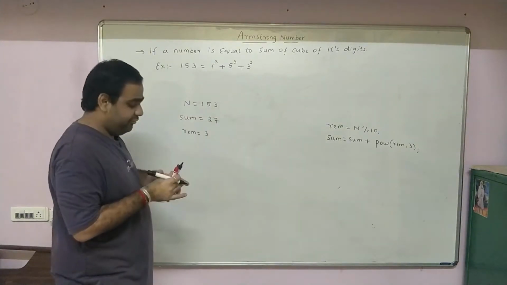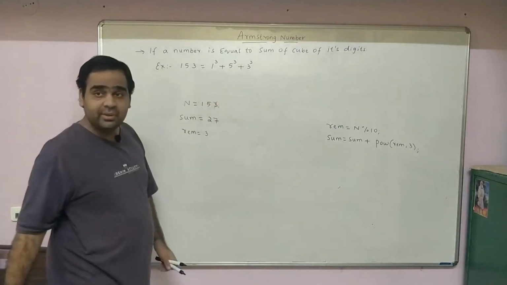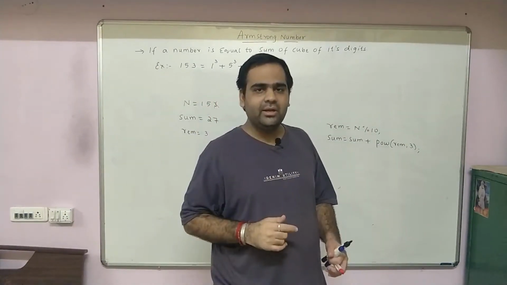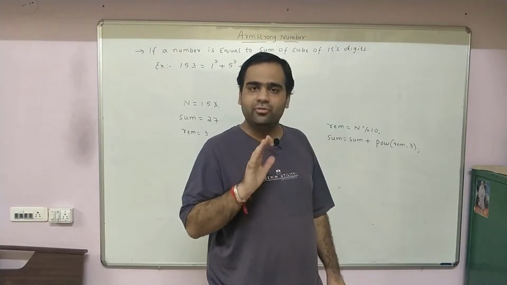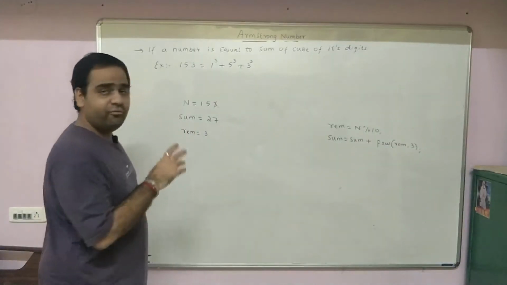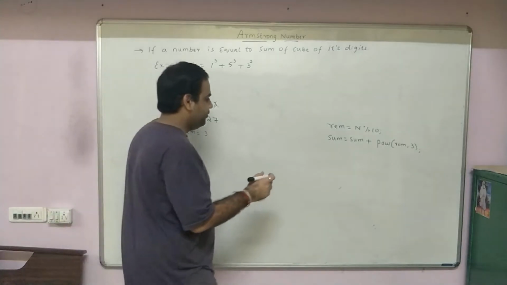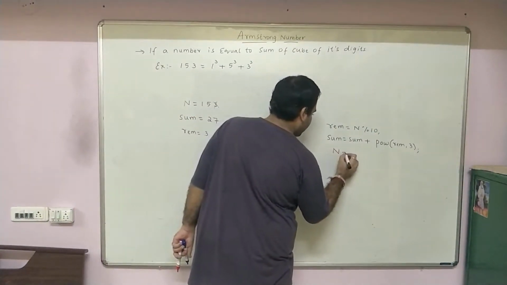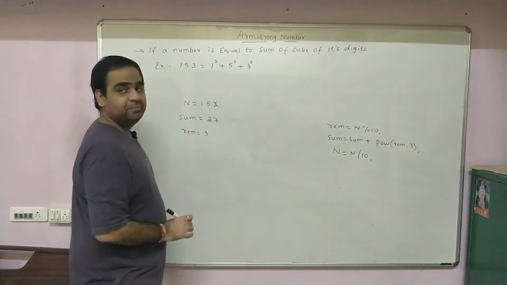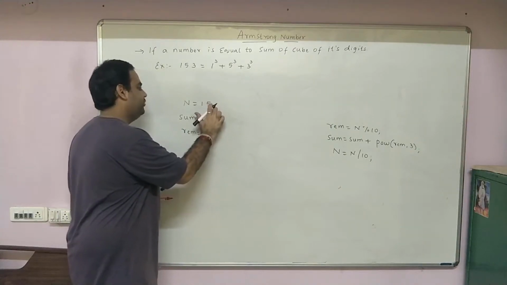Now from this 153 we have seen this 3, and I need to eliminate it. How do you eliminate the last digit of the number? You divide it by 10. 153 divided by 10 is 15.3, but integer divided by integer is an integer. Therefore 153 divided by 10 is nothing but 15. We say n is equal to n divided by 10. Hence the value of n, from 153 with the elimination of 3, becomes 15.